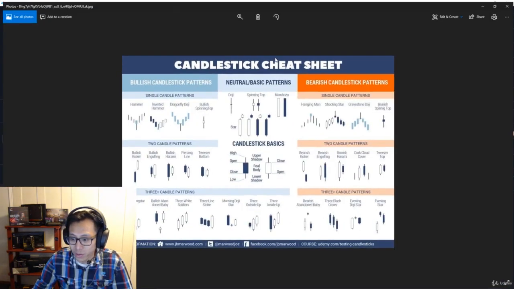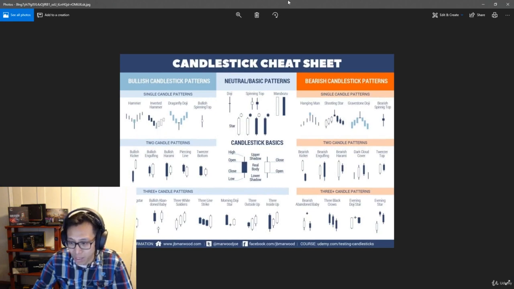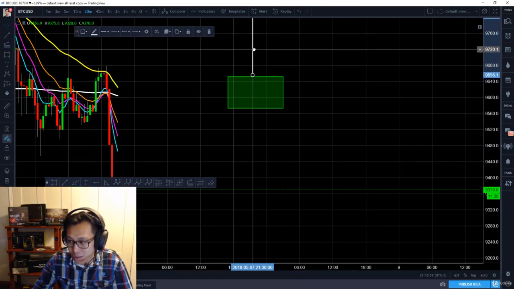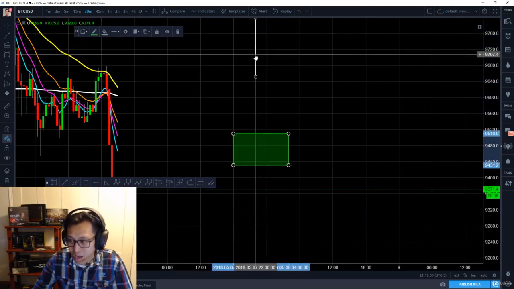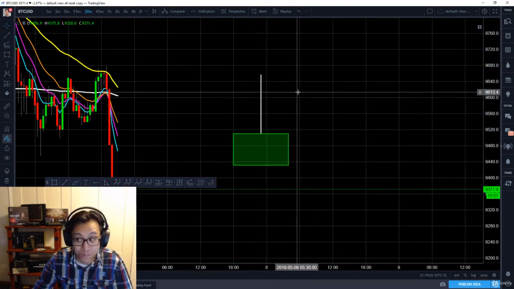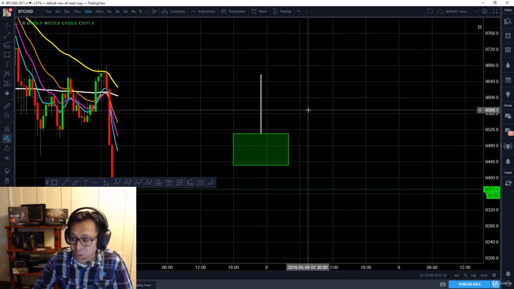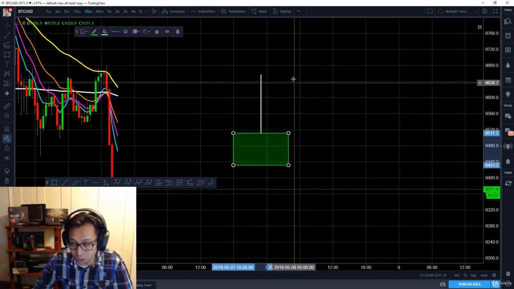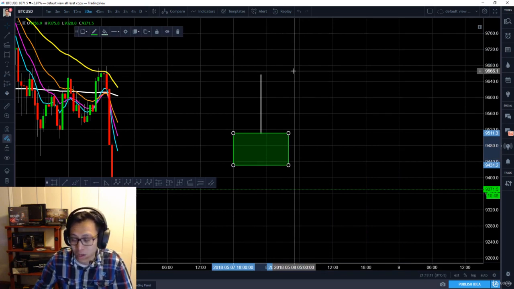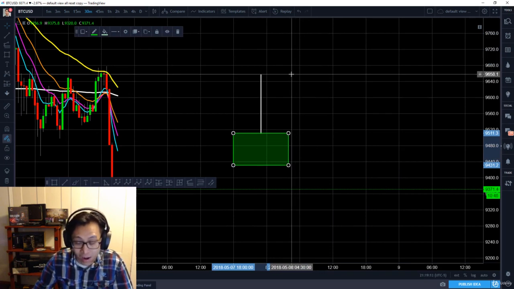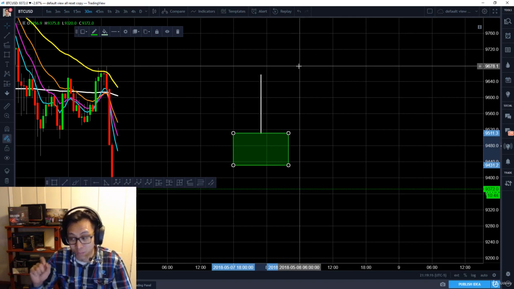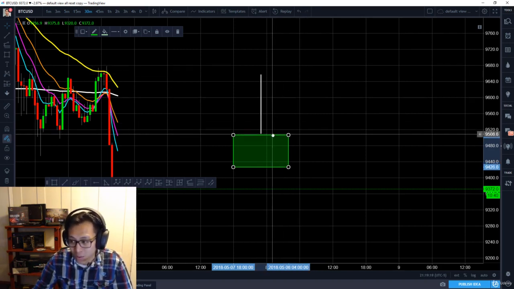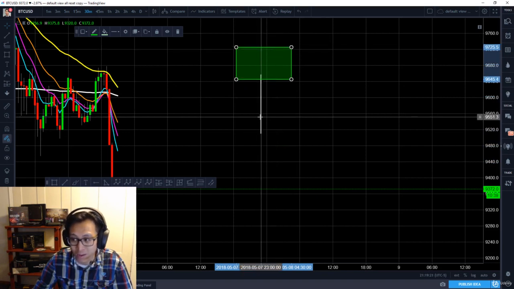Now the next one is called the inverted hammer candle, okay? The inverted hammer is the opposite, like that, where it's an upside down candle. But this is still a very bullish candle. And the reason why it's bullish is because the bulls are actually attempting to push it up regardless, right? They didn't get it that high, but nevertheless, it's still bullish because they are attempting to push it up.